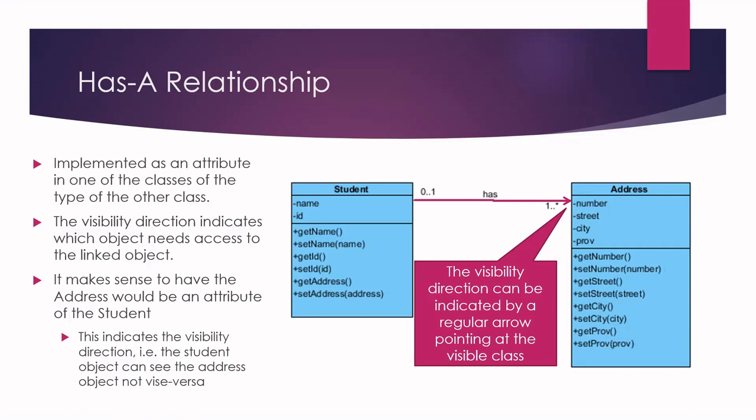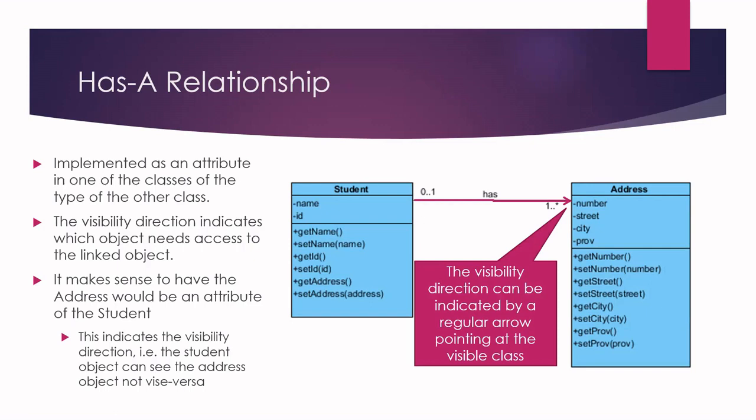So that means that the student needs access to the object, the address object. So when you get to implement it, this arrow means that the student can see the objects of the address so that it can have some lines of code that reference it. Okay?